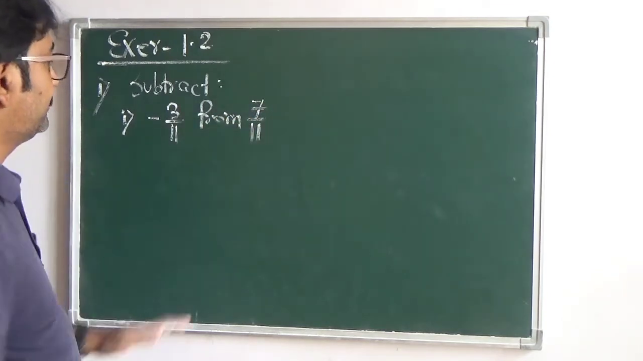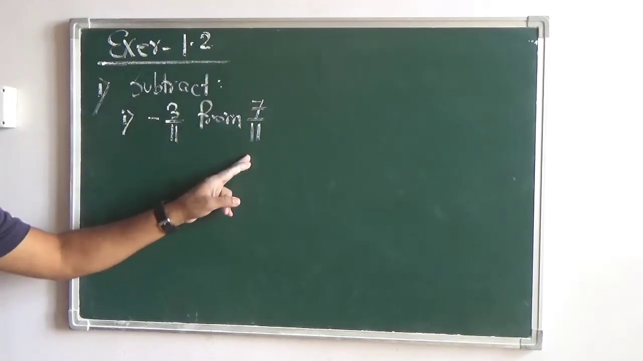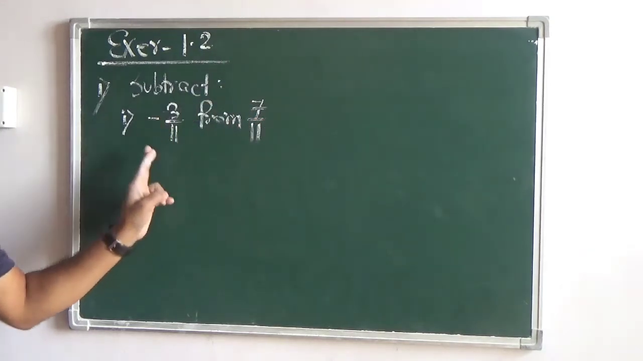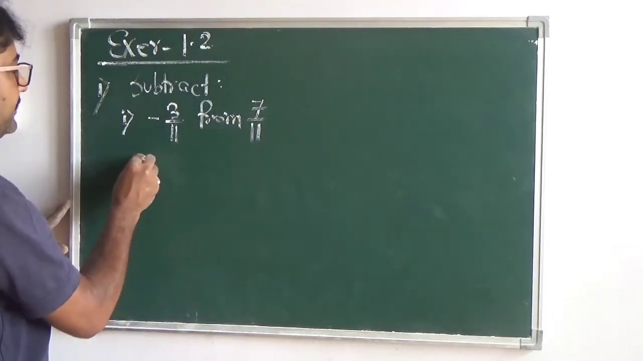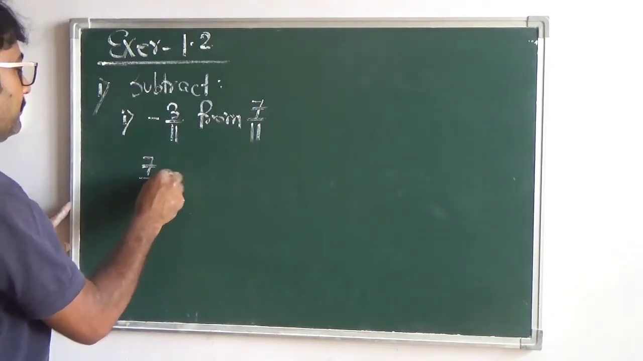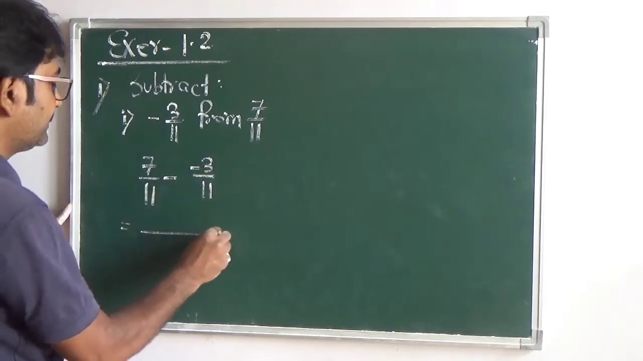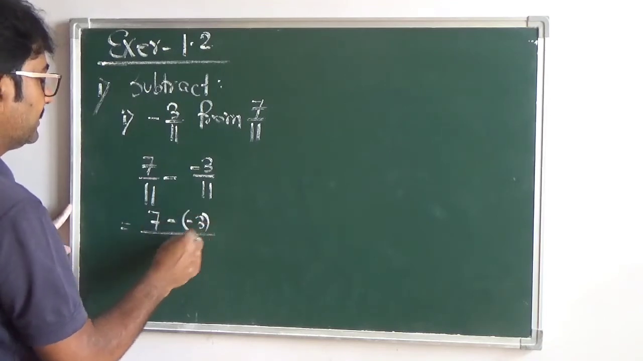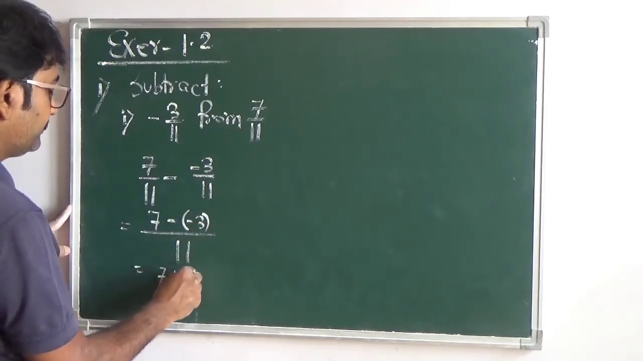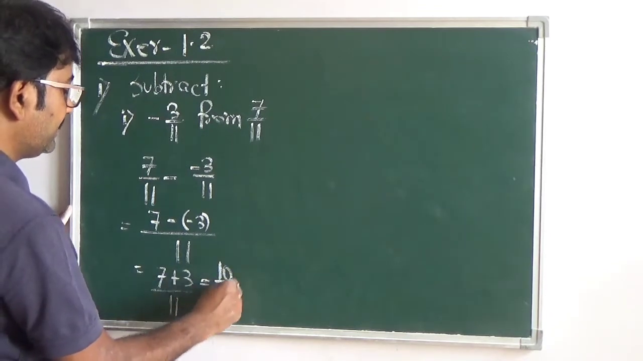So when it is told to subtract minus 3 by 11 from 7 by 11, you have to write this number first and this number in the second position. So it is from 7 by 11, so it is 7 by 11 minus of minus 3 by 11. We take the LCM, that becomes 11. So 7 minus of minus 3, that is 7 plus 3 by 11, and that gives you 10 by 11.